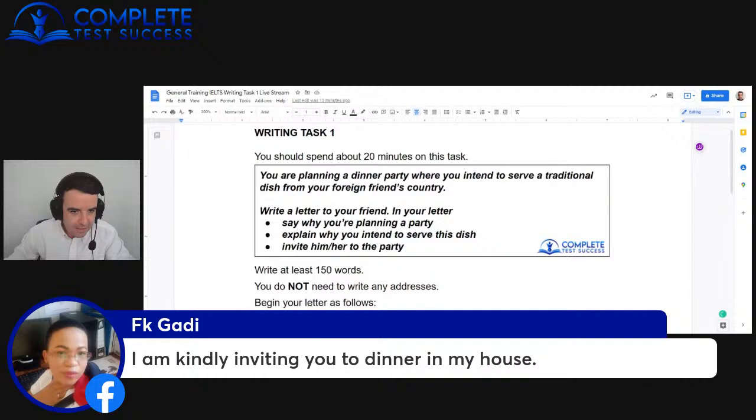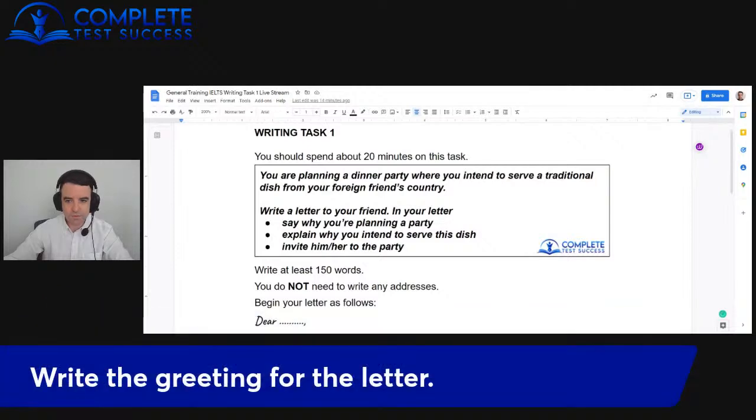Okay, FK Gaddy. So that would be beyond the beginning. That would be later in the letter, so we wouldn't be quite there yet.